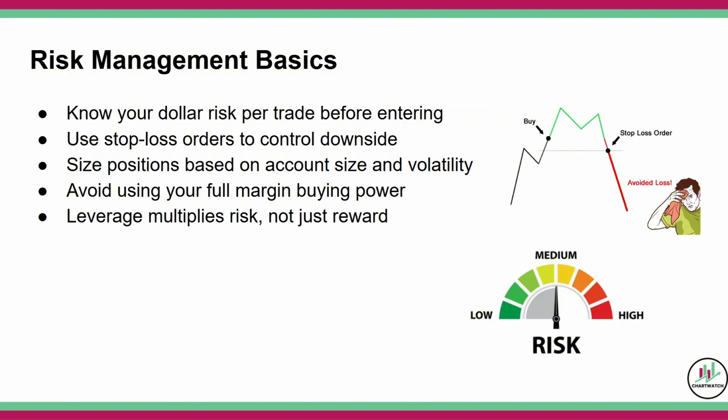For example, if each point on an index contract is worth $50 and your stop loss is 10 points away, that is 10 points. A tick is every movement, and a point is a $1 increase or decrease.